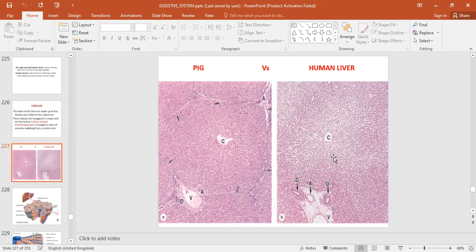But in the human liver, the connective tissue that separates one lobule from the other is not so dense, and therefore it's difficult to see the corners of one lobule. Therefore, we just use the central vein to identify a liver lobule. In the middle of each lobule, there will be a central vein. You see that? That is the central vein here. That's what we use to identify liver lobules.